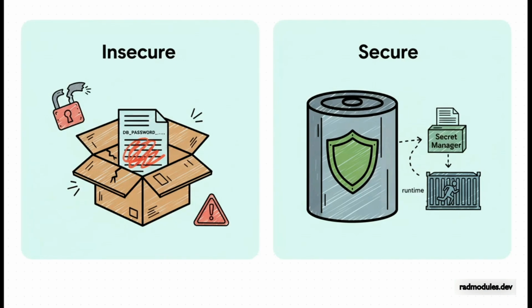And here's a perfect visual of doing it wrong versus doing it right. On the left, you see the insecure method. The password is just sitting there in plain text for anyone to see. The secure method on the right is totally different. Instead of the password, you have a reference to a secret stored in Google Cloud's Secret Manager. The actual plain text secret is only injected into the container at the very last second when it starts up.